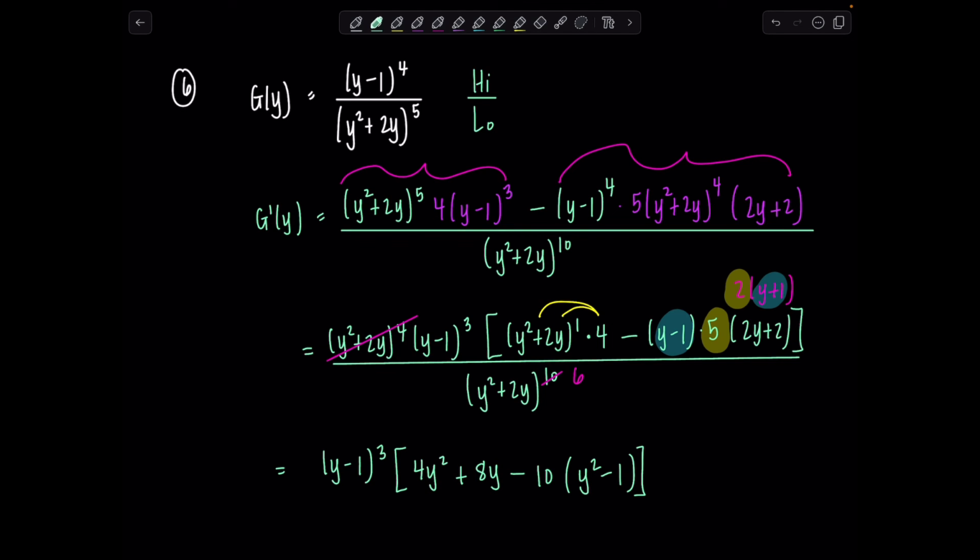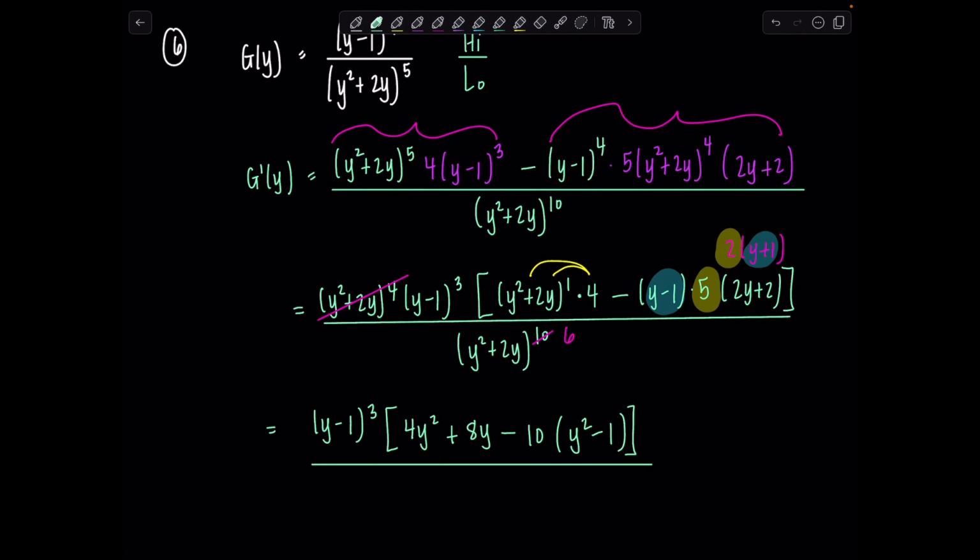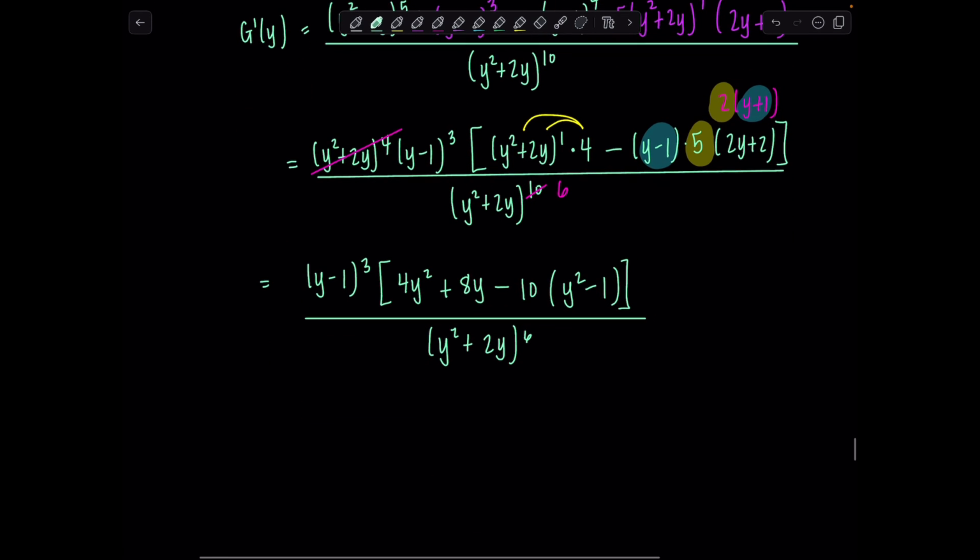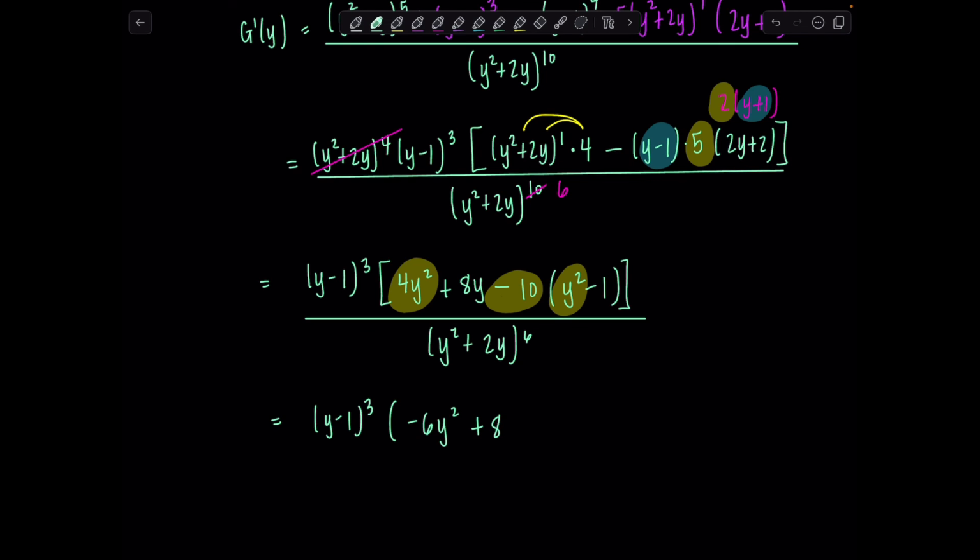And you're totally allowed to like reorder how you multiply things. Multiplication's commutative, which makes it so beautiful. And then this is y squared plus 2y to the 6th down here. Oh, fabulous. Okay, so this is going to be, let's see, y minus 1 cubed. This is 4y squared minus 10y squared, so that's negative 6y squared plus 8y plus 10 when I distribute over y squared plus 2y to the 6th.